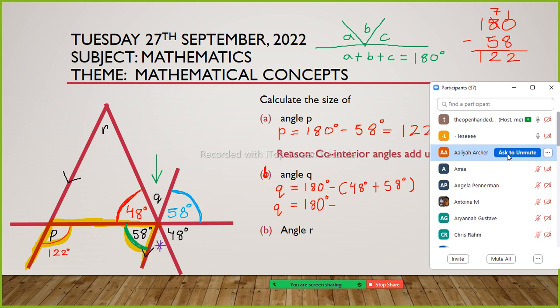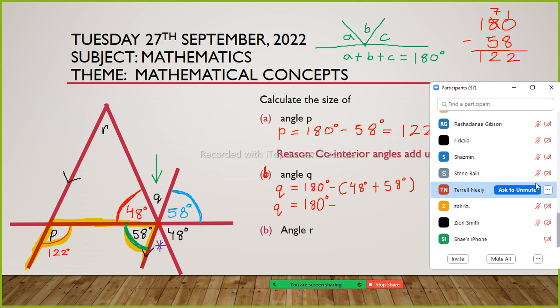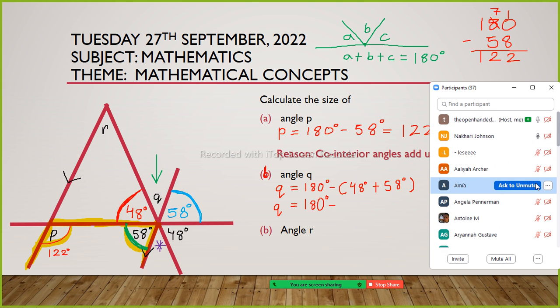Shalice, are you there? Yes, sir. How come I never could hear from you? What's happening? Say it again. Where's Shalice? I thought I had her. Who is Zoom user? That was me. I forgot to change my name. Oh, hey, Nakari. How you doing? I'm good. Where's Shalice? Are you there, Shalice? I never could hear from Shalice. That's concerning.